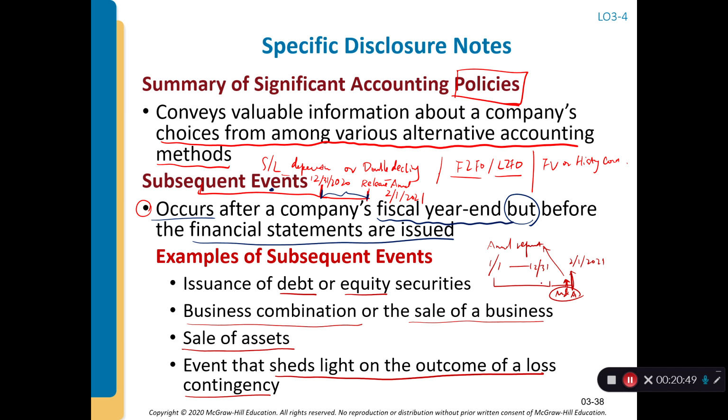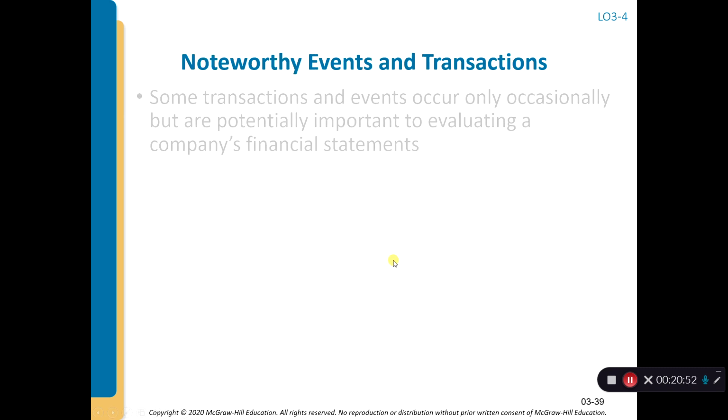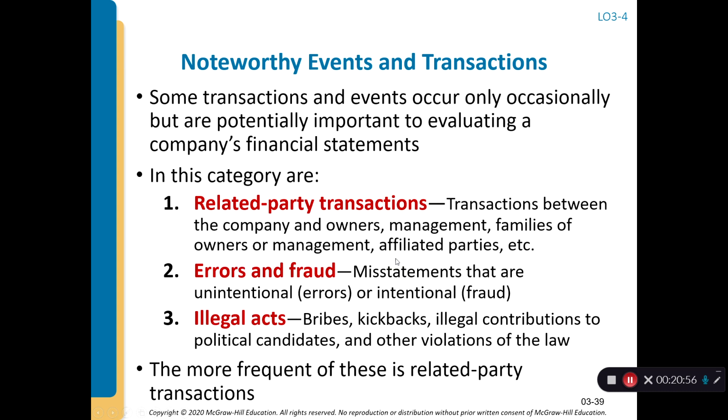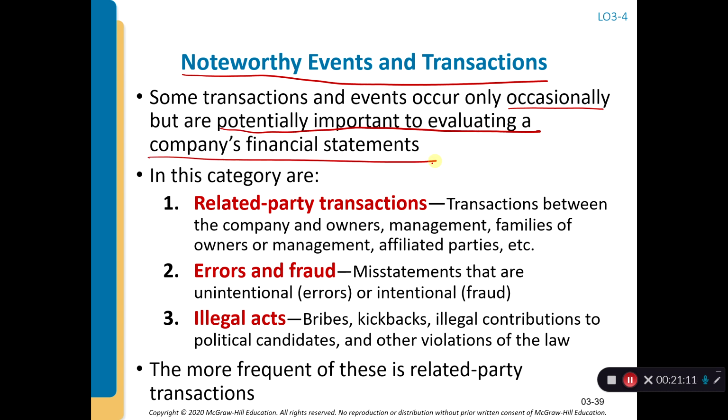Okay, so let's go to the next one. Let's take a deeper dive. Another thing that you need to note is called noteworthy transactions, right? Some transactions and events occur only occasionally, but are potentially very important to evaluating a company's financial health. This category has three types: related party transactions, error and fraud, and illegal acts, right?